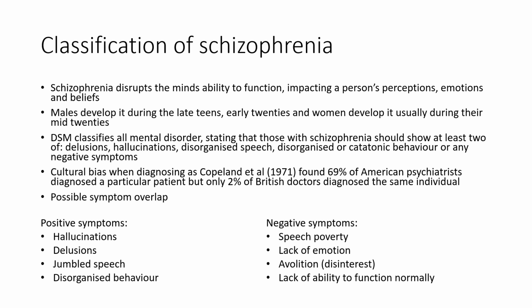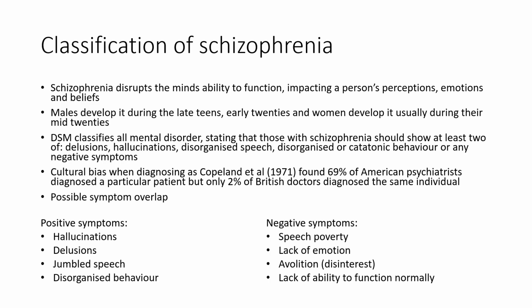Cultural bias. There is cultural bias when diagnosing, as Copeland et al. in 1971 found 69% of American psychiatrists diagnosed a particular patient, but only 2% of British doctors diagnosed the same individual. And obviously there can be possible symptom overlap.